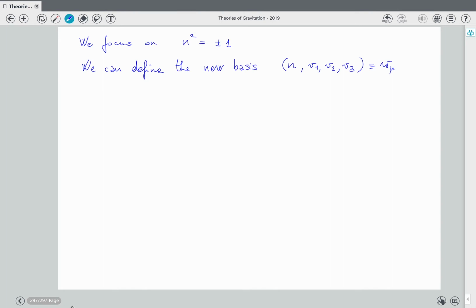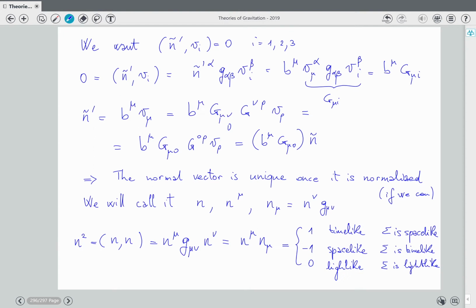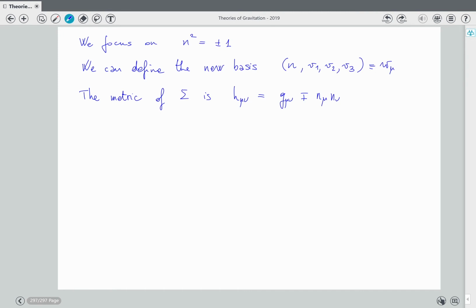And we call it w mu. Now, the metric of sigma, of the submanifold, is h mu nu, which is equal to g mu nu minus or plus n mu n nu. Now we show why this can be considered the metric of sigma. N has lower indices here, and they are lowered by means of the metric of the four manifold, g mu nu.